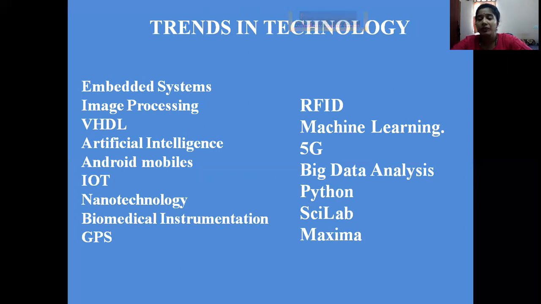Then machine learning. Machine learning is almost an extension of artificial intelligence. In artificial intelligence, it works according to the software, but in machine learning, the software keeps updating itself and learns new things. That is machine learning. Then in 5G, high definition videos can be sent using this communication technology. Then big data analysis: Python, Scilab, and Maxima are the new software in mathematics to solve complex problems.